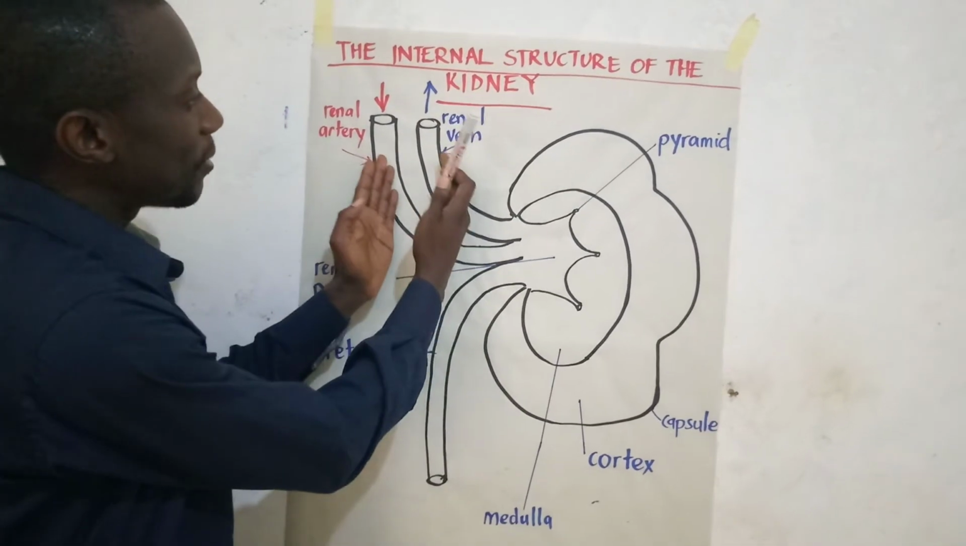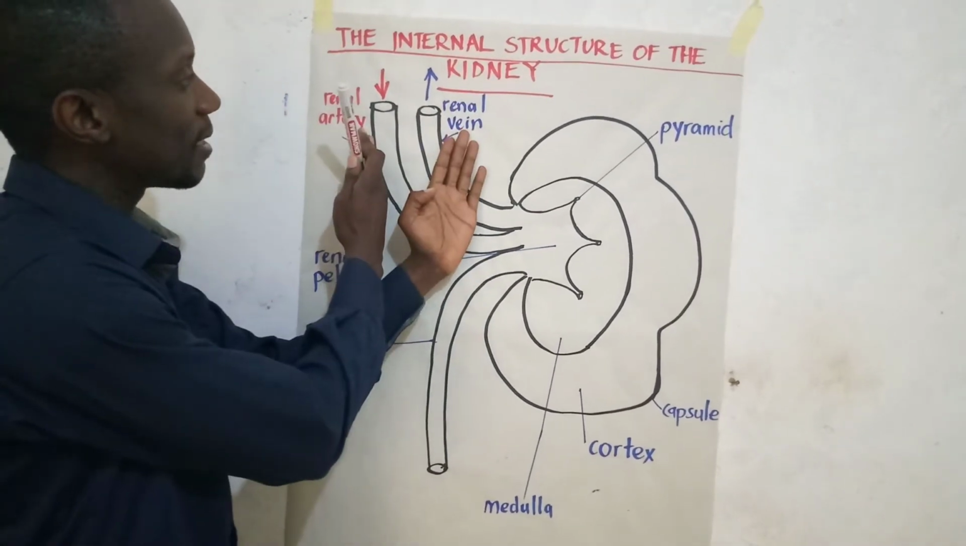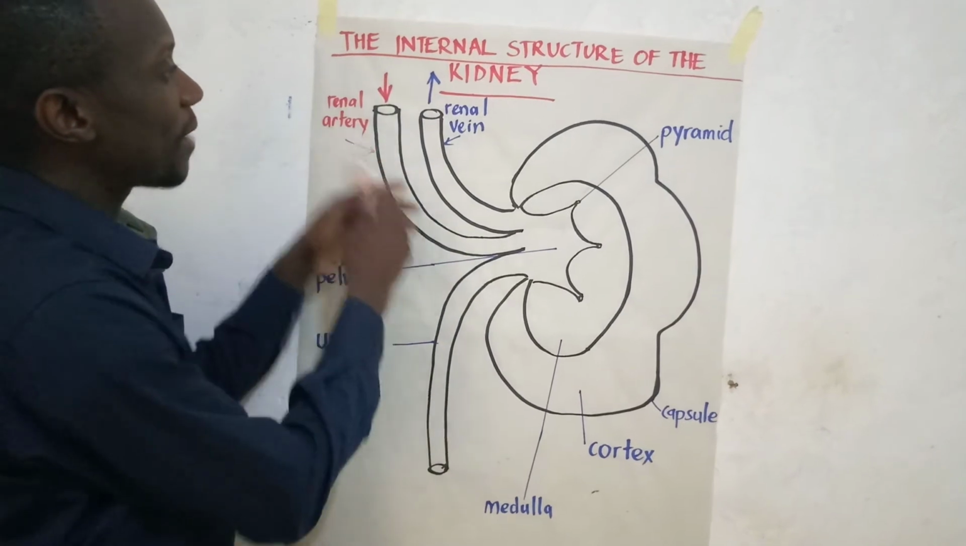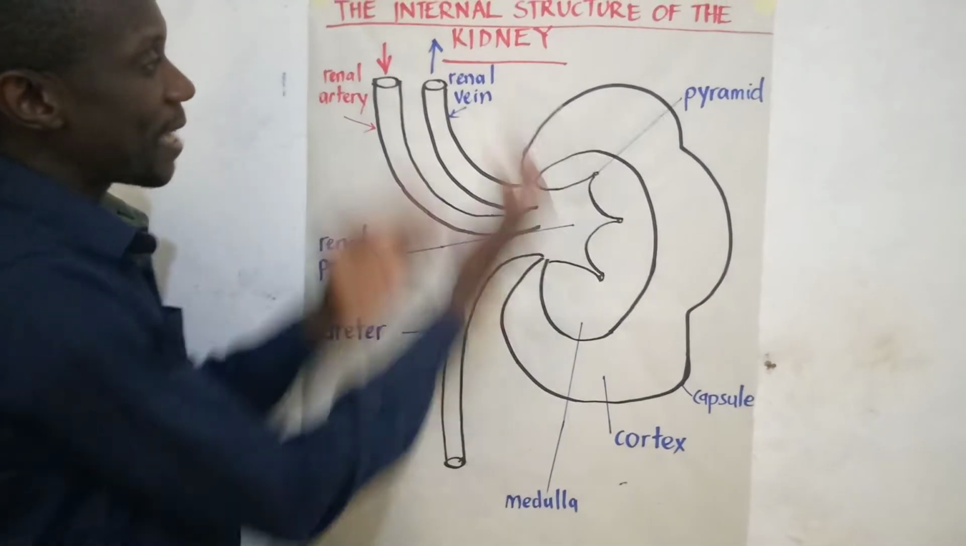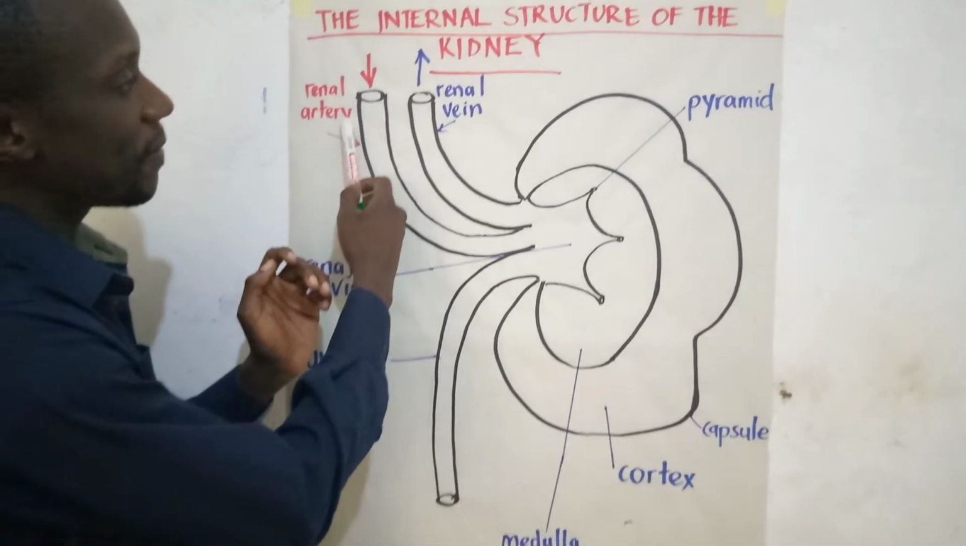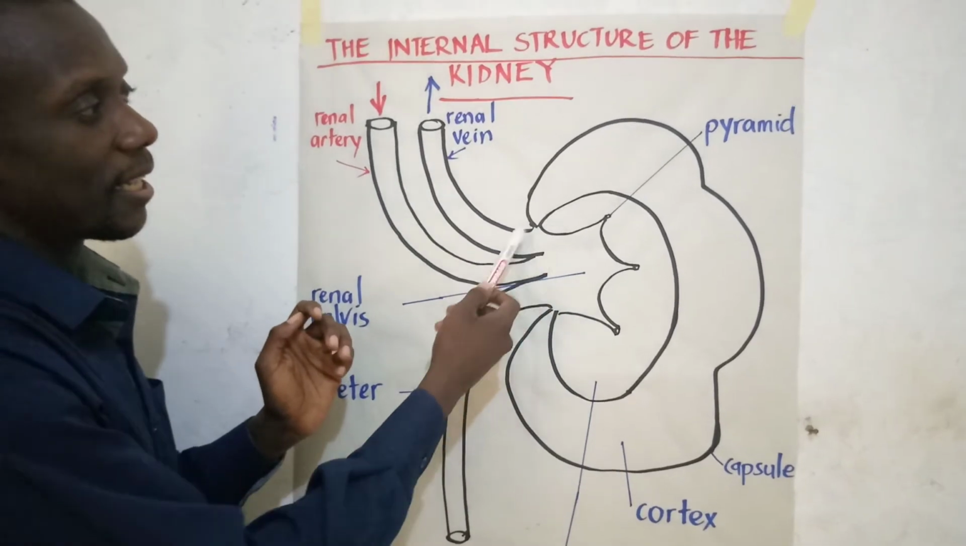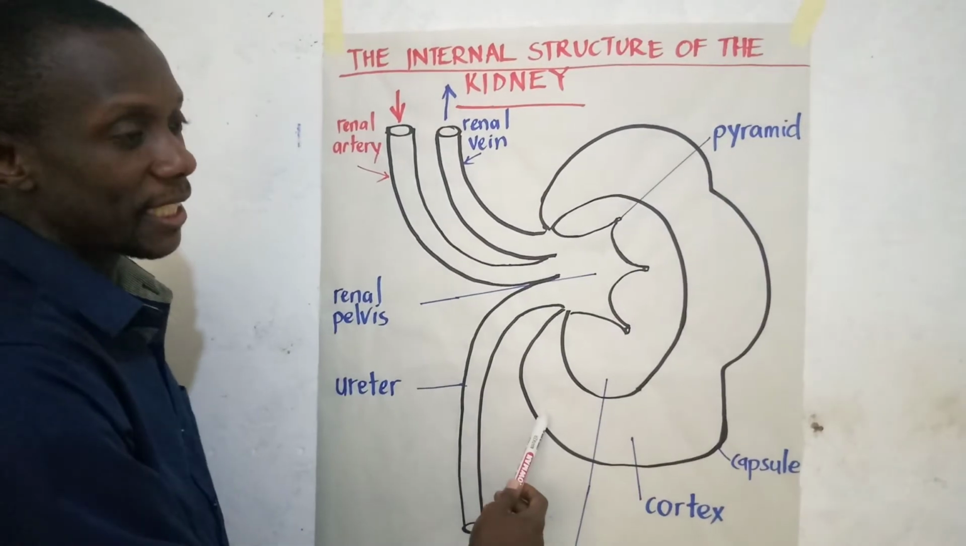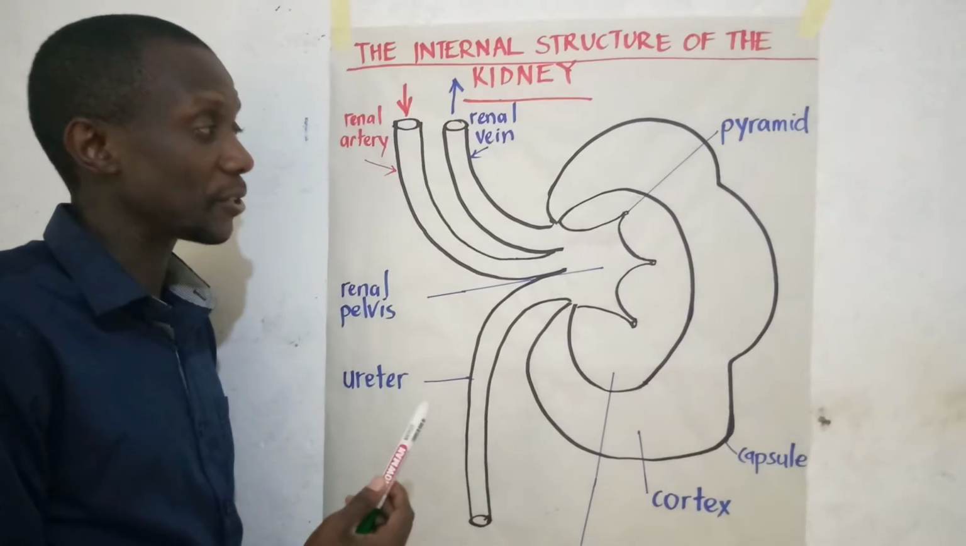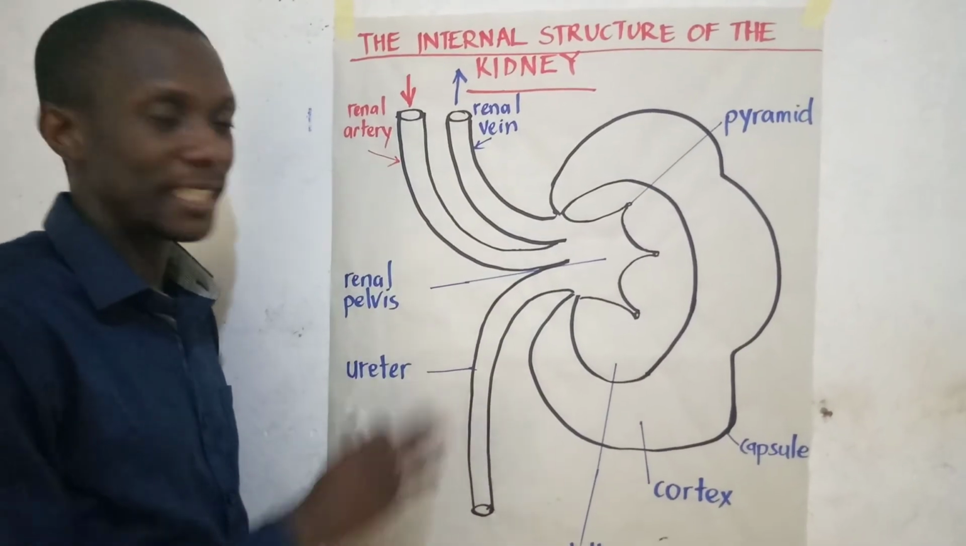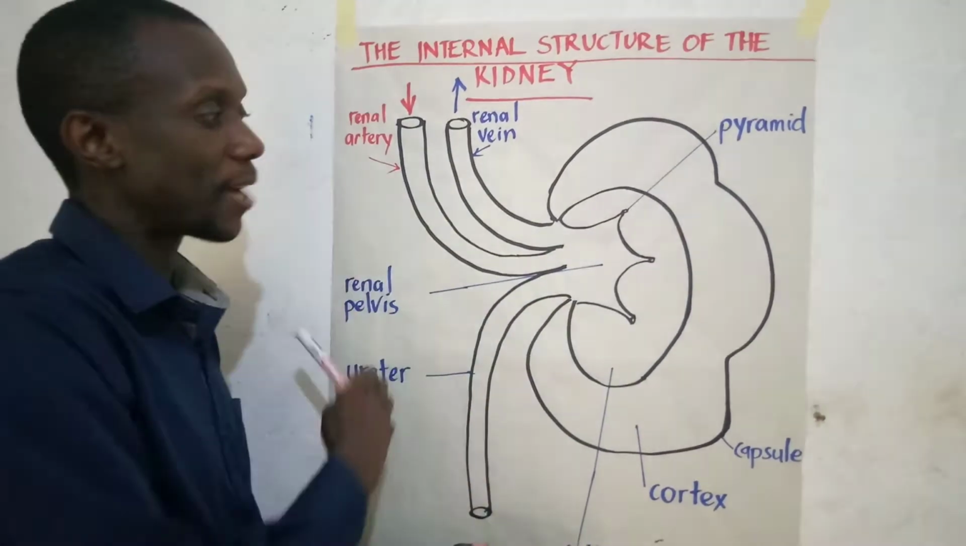And it does not matter which comes first. This arrow, you might find the other examiner draws it with the renal vein first and then renal artery. And then I have drawn the left kidney. The examiner might draw the right kidney. So it does not matter. It might be facing the other way around.